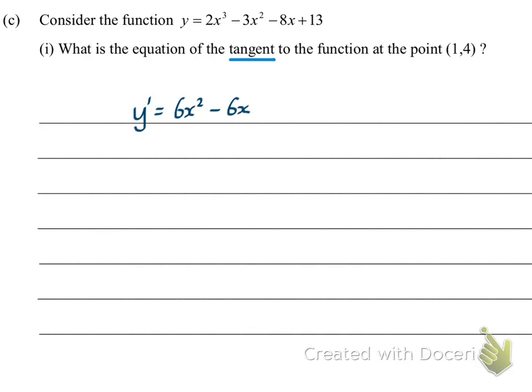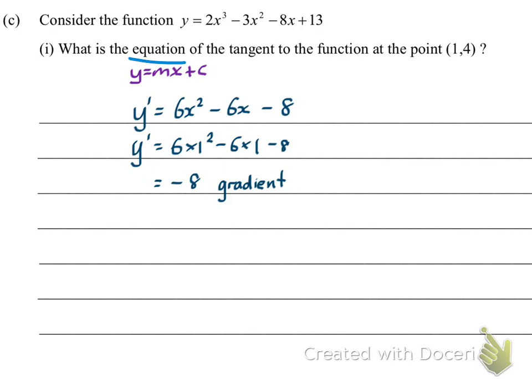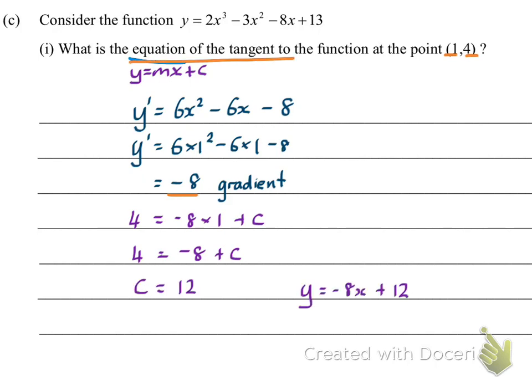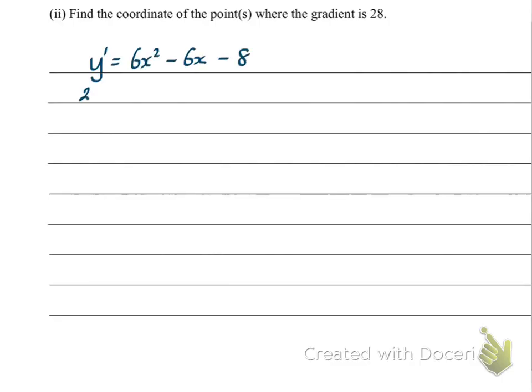Differentiate to get the gradient of the tangent. We've got the point 1 there, so put 1 in for x, and this will give us the gradient. So the gradient of the tangent is -8. Equation is y equals mx plus c. We've got the points 1 and 4 and -8. Put them into y equals mx plus c. Solve for c. Write out the equation of the tangent. Get your merit. Move on to the next question.